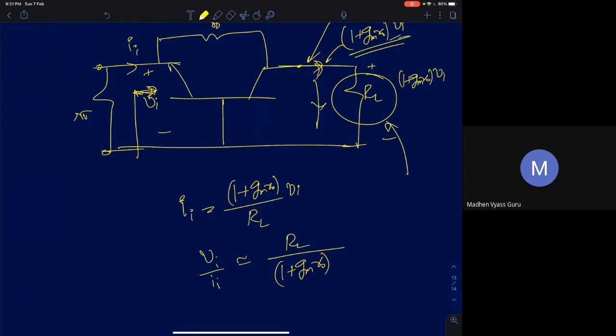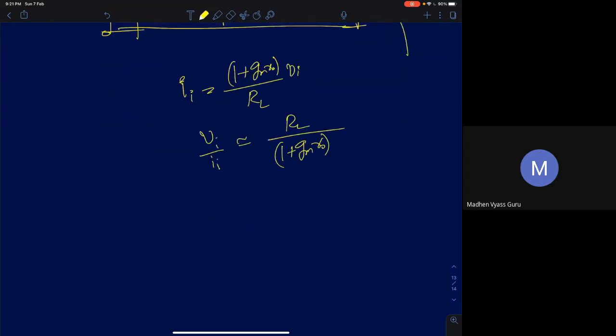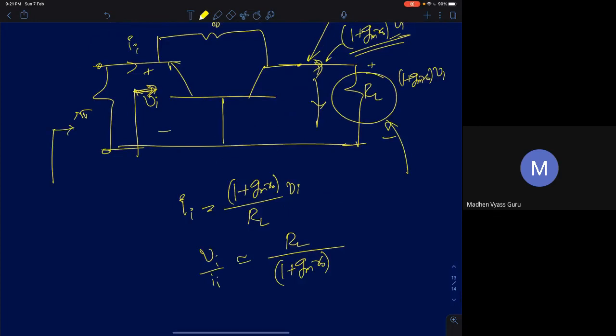So that will come in parallel with R pi. The resistance seen at this point is RL by 1 plus Gm R naught, which is Vi by II. Let me complete this, and I'll discuss the doubts again towards the end.